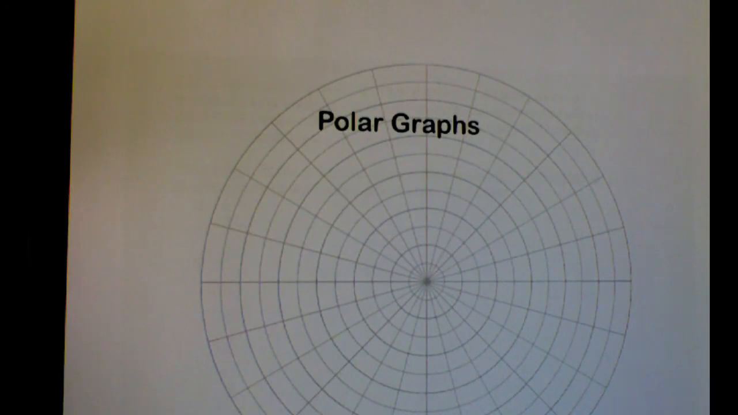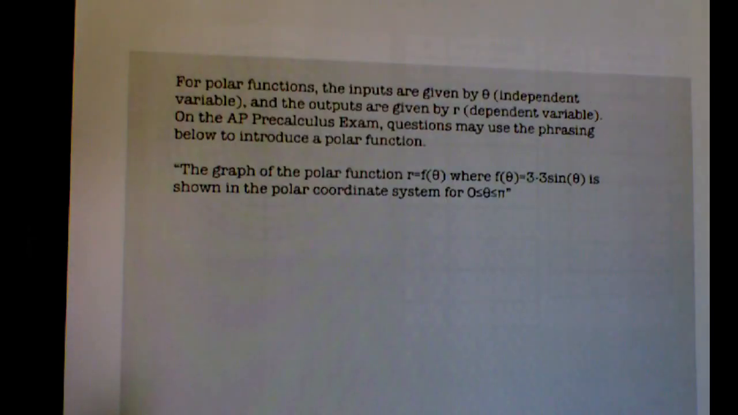All right, today we're going to talk about graphing polar equations. So not just single points in the polar plane, but equations. So for polar functions, the inputs are given by theta. So your inputs are the angles, which actually come second in our coordinates. And the outputs are given by r, the radius. That's our dependent variable, which actually comes first.